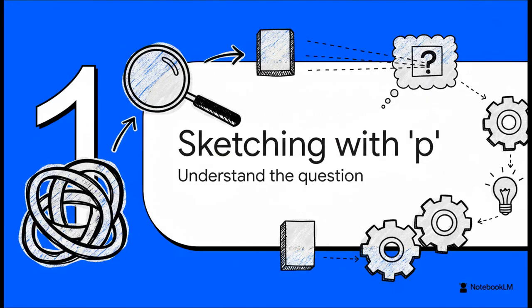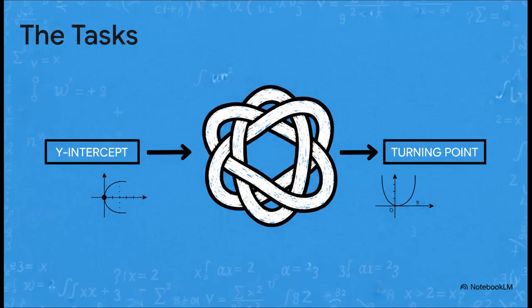Okay, first things first, we need to decode the challenge. Any complex question is really just a bunch of smaller instructions mashed together. Our job is to pull them apart. And when you really look at it, this big 5-mark question is just asking for two things we already know how to do: find the y-intercept and find the turning point. That's it. Once we have those two things, the sketch basically draws itself.